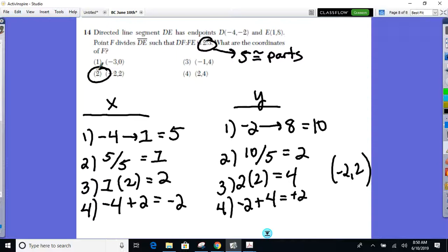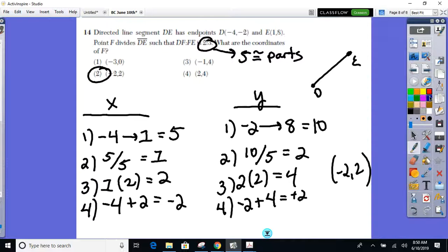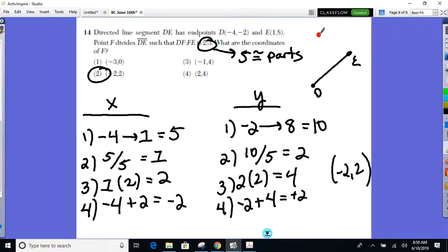You have a scrap sheet of graph paper on the back of your exam. Graph D and E, connect them with the straight edge, and see if -2, 2 is on the line. Because if you graph your line, here's D, here's E, and all of a sudden your partition point's out here, something went wrong. The partition point should land somewhere 2/5 of the way from D.